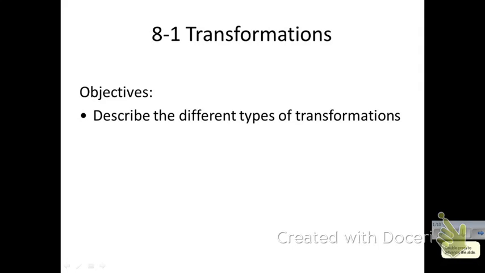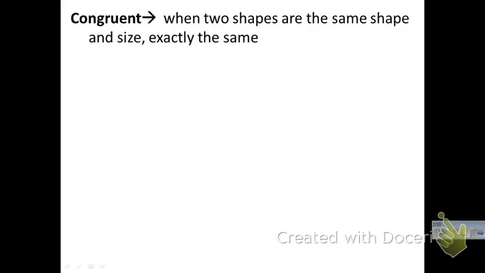Okay, today in class we talked about transformations, so we're going to describe the different types of transformations. So before we do that, we're going to talk about what it means to be congruent. This is when two shapes have the same shape and exactly the same size. They are exactly the same.